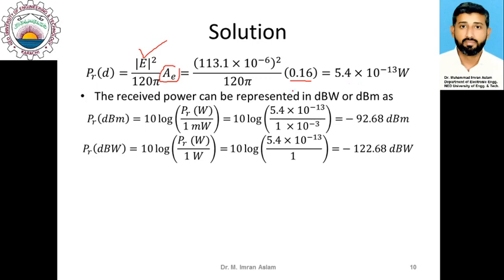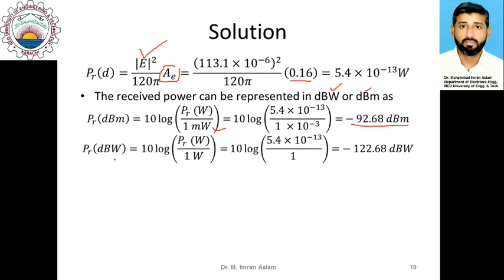However, our convention is to represent the received power in dBm or dBW, so it's better to use the same convention. So we can convert the received power from our calculation into dBm or dBW. If we convert it into dBm, that means we have to divide this received power by 1 milliwatt, because for dBm the reference point that we use is 1 milliwatt. So if we simplify this, 5.4 into 10 raised to the power minus 13 divided by 1 into 10 raised to the power minus 3, which is 1 milliwatt, we will end up with a received power of minus 92.68 dBm.